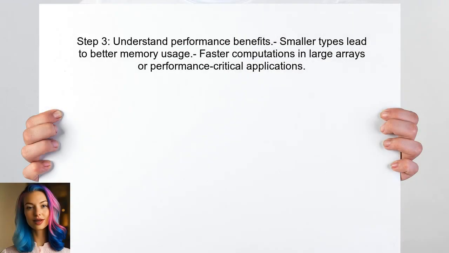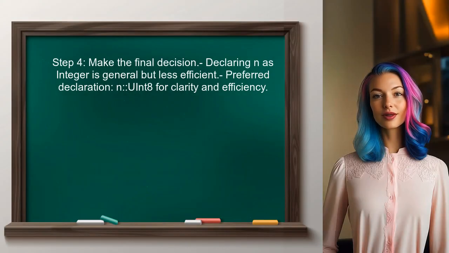Now let's discuss performance. Using a smaller integer type like UInt8 can lead to better memory usage and potentially faster computations, especially in large arrays or performance-critical applications. Finally, while declaring n as Integer is more general, it may not be the best choice for this specific case. The user should prefer UInt8 for clarity and efficiency, unless they anticipate needing a broader range in the future.